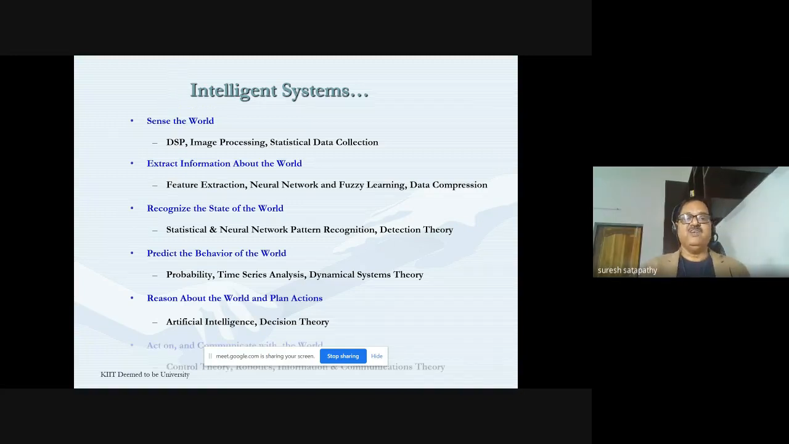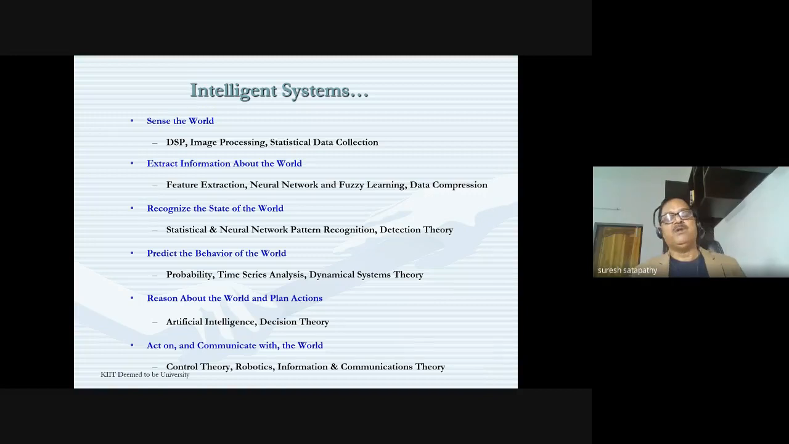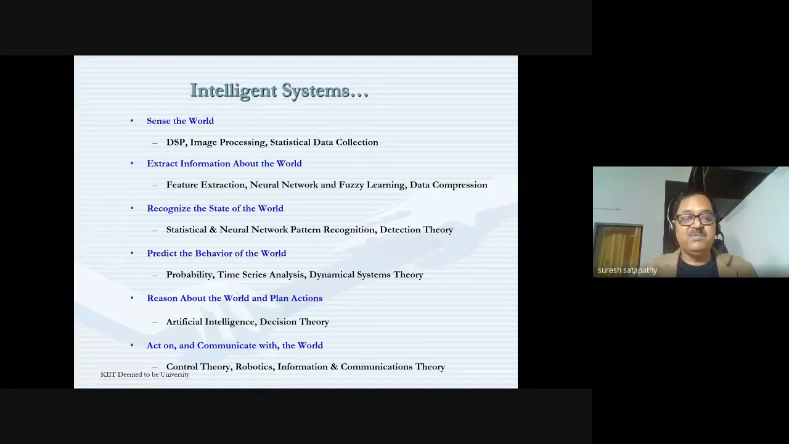The sixth stage, the most important stage which I would like to mention, is to act on and communicate with the world. You have taken the input, extracted information, recognized the state, predicted, and done the reasoning. Then what? Act on, communicate with the world. If I know, but I cannot speak to you, there may be some teachers who are very good teachers, but really they cannot deliver. That sometimes is a bottleneck. There may be a student who is really intelligent, but he cannot write in the examination paper. That is definitely a problem.